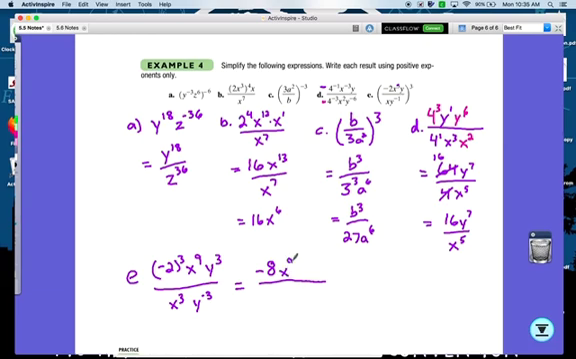X to the 9th stays where it is. Y to the third stays where it is. On the bottom, x to the third stays where it is because it does not have a negative exponent, and the negative exponent on the y means that y to the third gets moved to the top. When we simplify, we'll have negative 8. It's not a negative power, it's just a negative number. X's, I got 9 on top, 3 on bottom, so 9 minus 3 is 6. And y's, I've got 2 y to the thirds on top, so 3 plus 3 is y to the 6th.